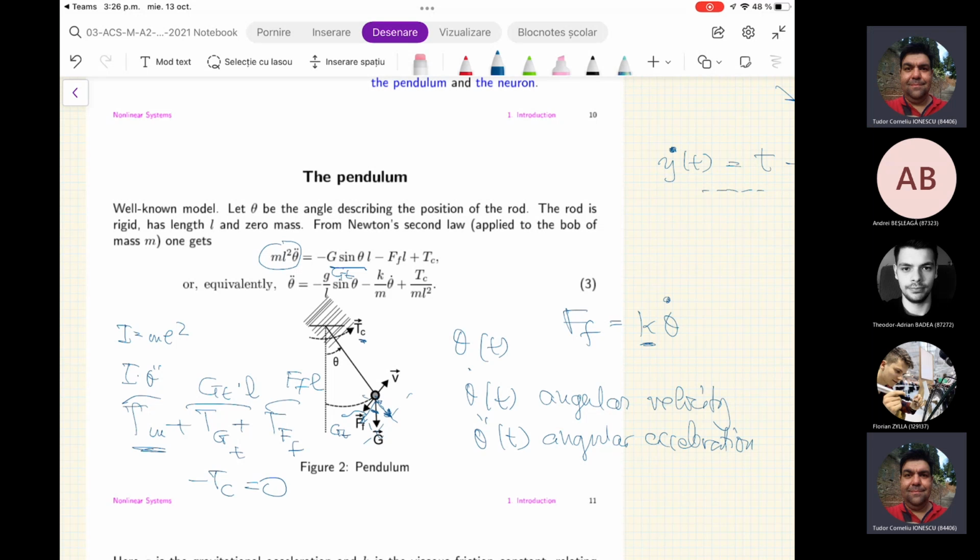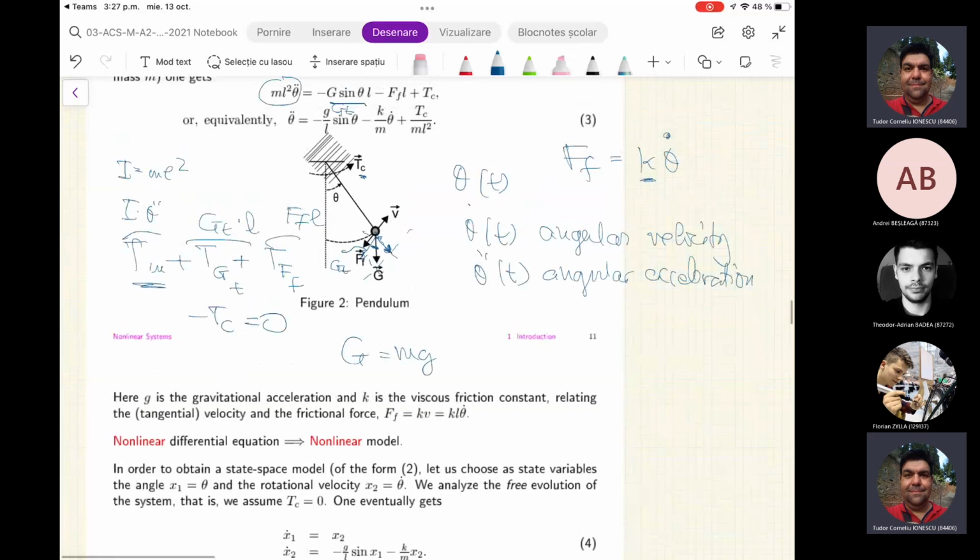So you can easily get, that's why then you just divide everything by m l squared. So you divide by the inertia, and you get here minus g over L, because g is mg. So you get minus g over L sine theta minus k over m theta dot plus Tc over m l squared. Okay, it's very easy. And this is actually the differential equation as we need it to subject to our analysis.